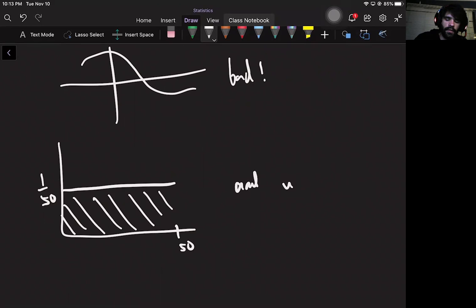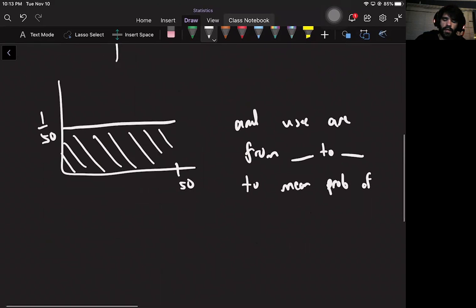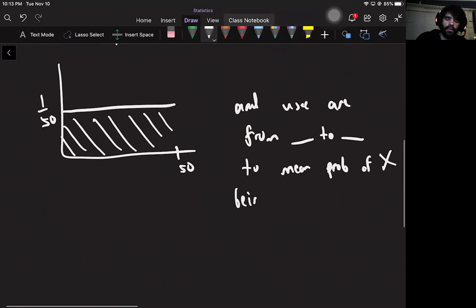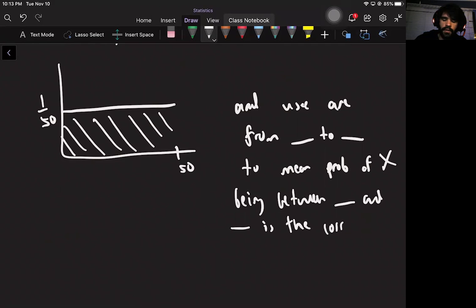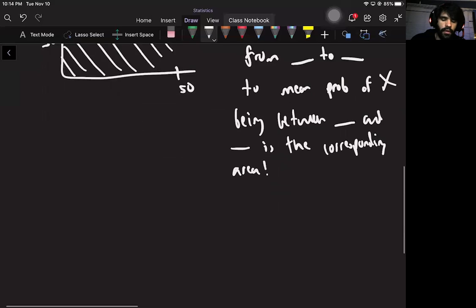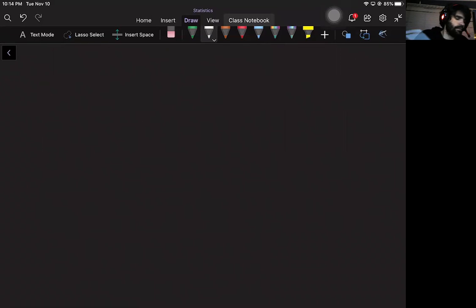And then the idea is that you use the area from blank to blank to mean the probability of a random variable x being between blank and blank is the corresponding area underneath that section. Okay, so that was the big picture idea. But all the PDFs we drew last time are sort of not really that useful. So now we're going to learn about the types of PDFs that people actually study.